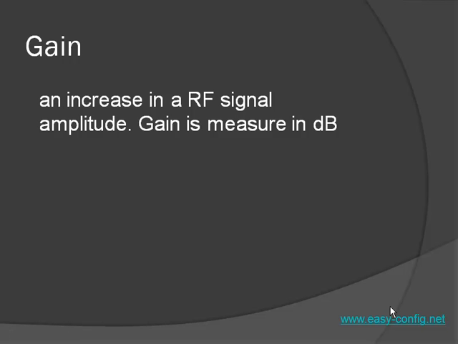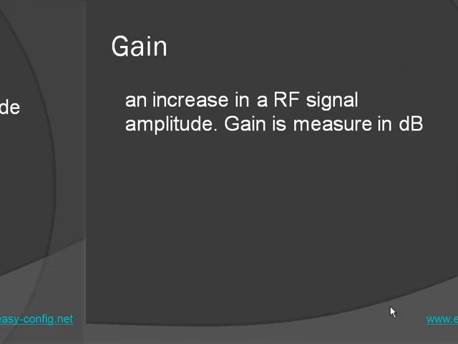The definition of gain is an increase in RF (radio frequency) signal amplitude. Gain is measured in dB. You can increase the gain of your signal by inputting an amplifier, and another increase in gain is if the radio frequency moves or bounces to another object and increases the amplitude.